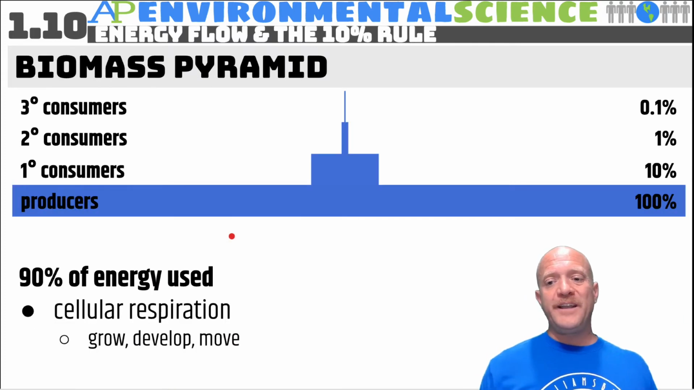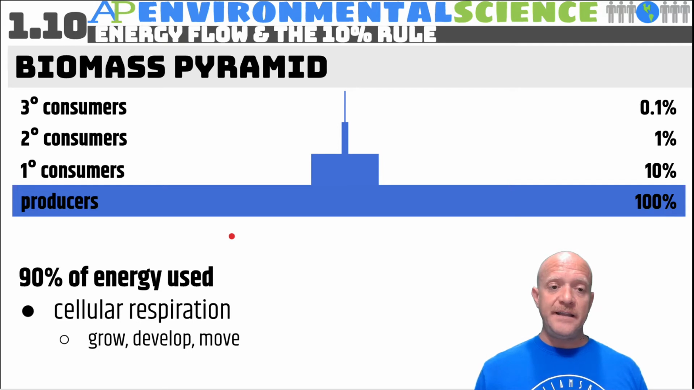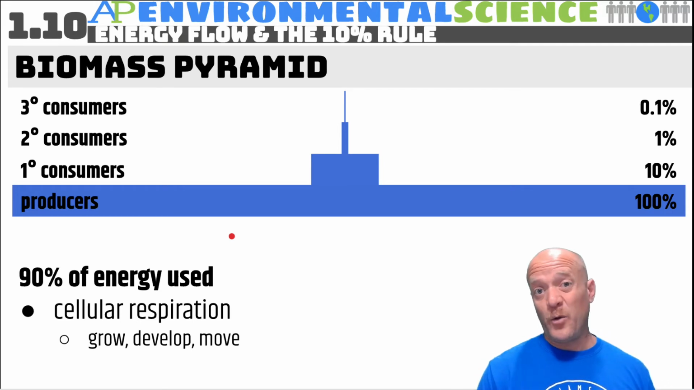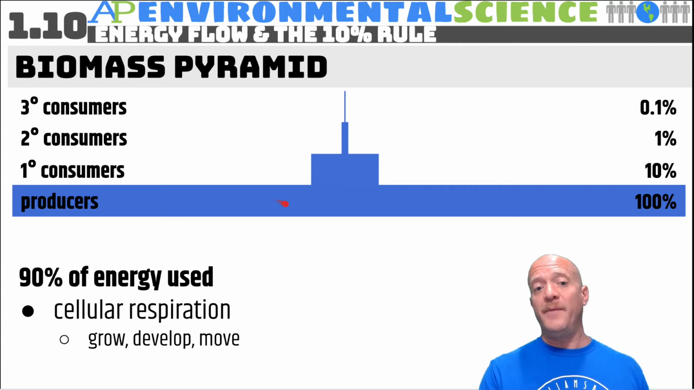Different ways we can show this is with a biomass pyramid. A biomass pyramid shows the biomass, the amount of mass of living organisms. Typically producers are going to have 100% of the biomass. Primary consumers will have about 10%.